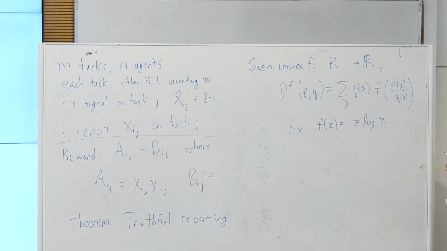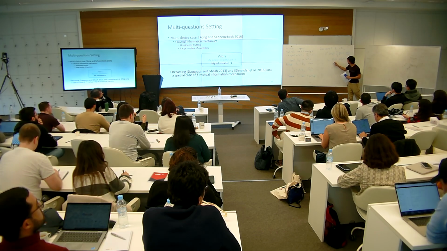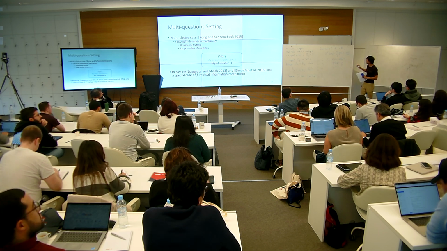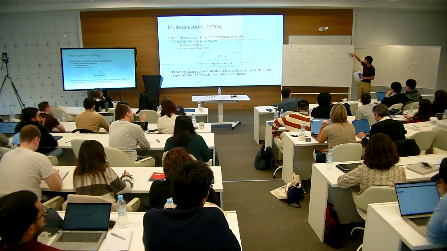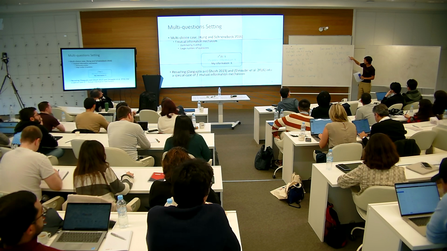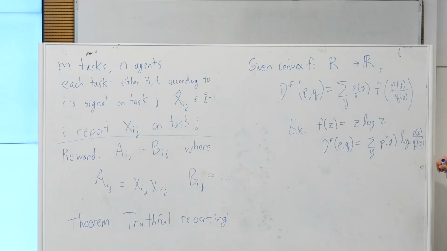And if I plug it in, what do I get? D_f of P, Q is going to be the sum over y. f of p over q is p over q times log of p over q, and that's going to cancel with this q and give me a p of y, and then the log of p over q. Does everyone agree with this? That's actually something we've seen off and on. It's the KL divergence between P and Q, which is this well-known distance between distributions that's associated with Shannon entropy.